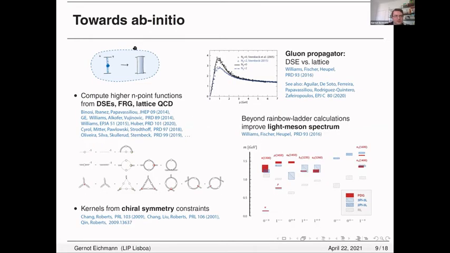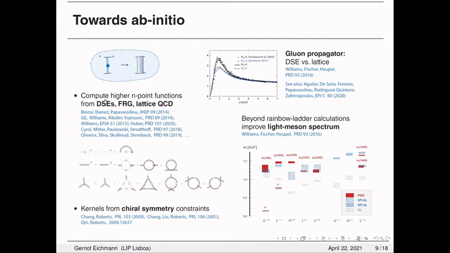Now, to take this further, we have to go beyond rainbow ladder and also compute higher n-point functions like the 3-gluon vertex, the quark-gluon vertex, etc. And there's been quite some progress in recent years to a point where precision studies have come within reach. So here I compared the Dyson-Schwinger versus lattice results for the gluon propagator, and as a result of long years of numerical improvements, they are nicely in agreement. So here there are no model parameters anymore. The only approximations are to neglect higher n-point functions.